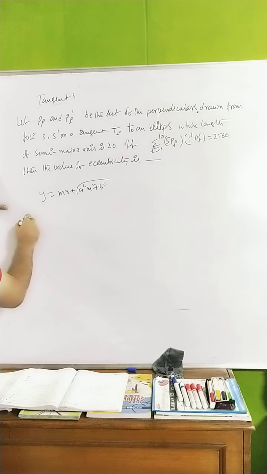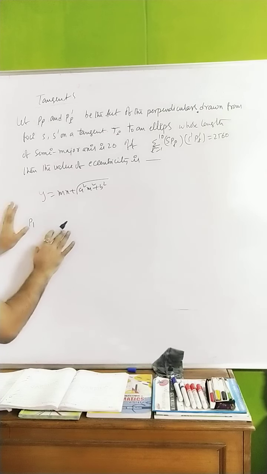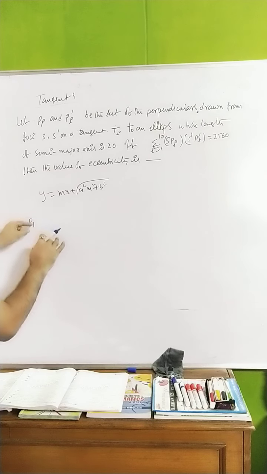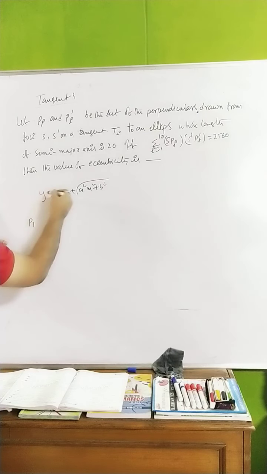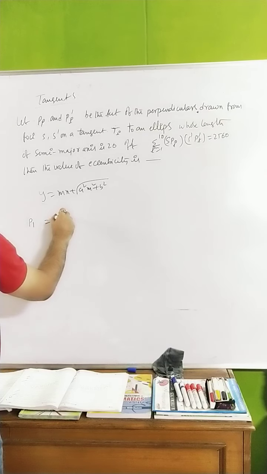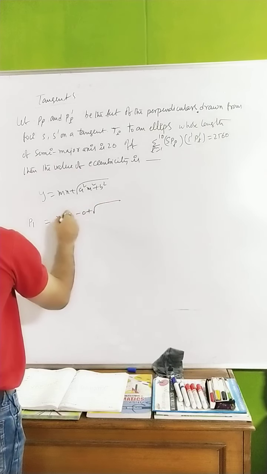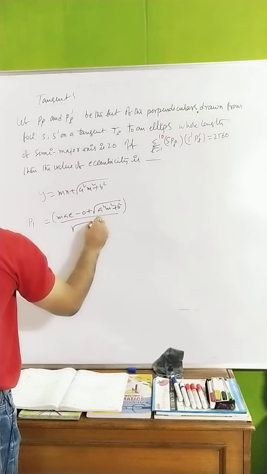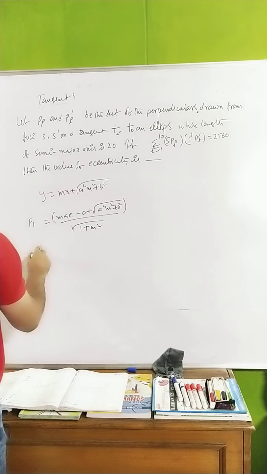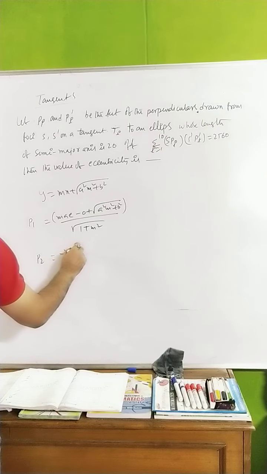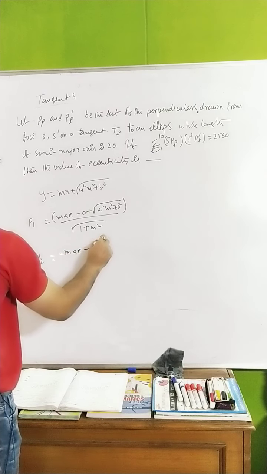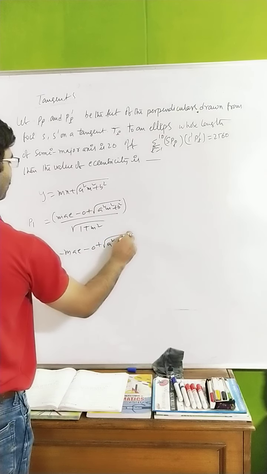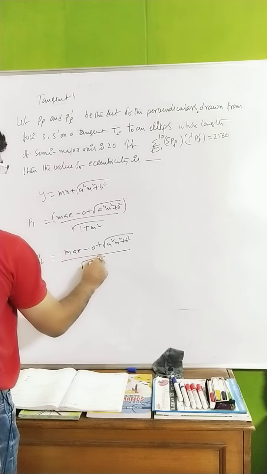Here, say that P1 is the perpendicular distance from the focus to this tangent. You can write P1 as (mae minus 0 plus under root of a square m square plus b square) divided by root over 1 plus m square. P2 you can take as (minus mae comma 0 plus under root of a square m square plus b square) divided by root over 1 plus m square.